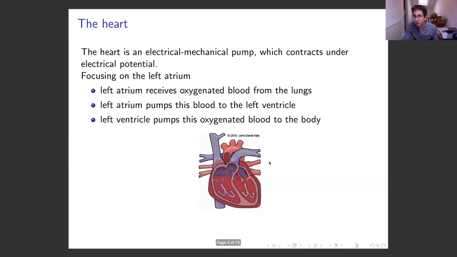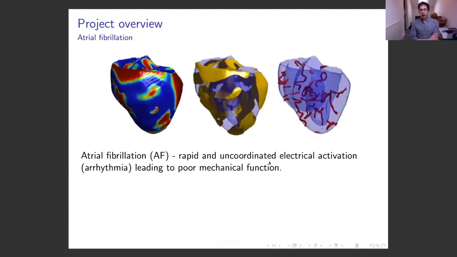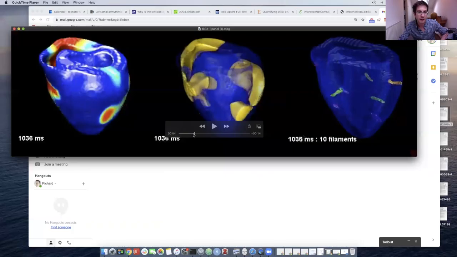The left atrium is important because it is where various problems and arrhythmias often originate. We're interested in something called atrial fibrillation. Remember I said the heart's an electrical pump. What should happen when functioning well is that a wave starts somewhere on the surface of the heart and spreads smoothly around it, causing it to contract in a coordinated way. When atrial fibrillation occurs, we get uncoordinated, rapid firing of the heart tissue, and this leads to poor mechanical function.